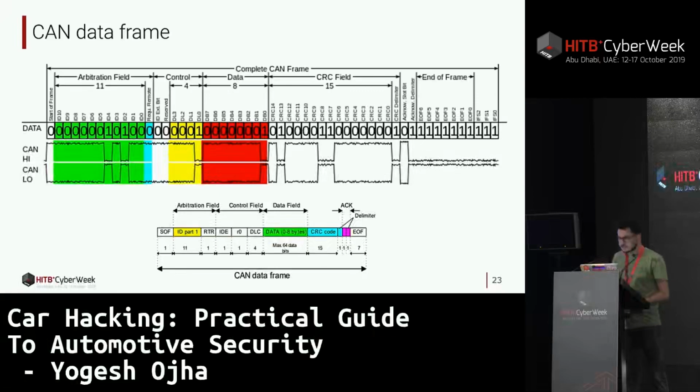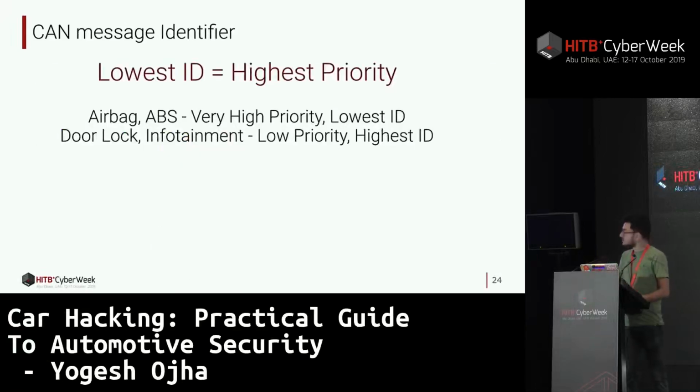The one in green that you see is an identifier, which is responsible for the priority of the message. The blue is a remote transmission request, also called RTR. The yellow is the data length code, which says how long the data is, the actual data being in the red color. The actual data that is being sent to the CAN bus is denoted by the red color.